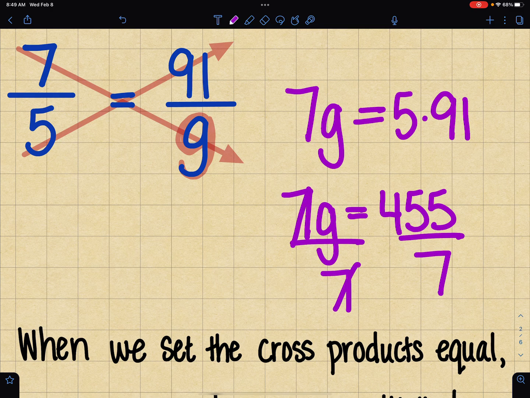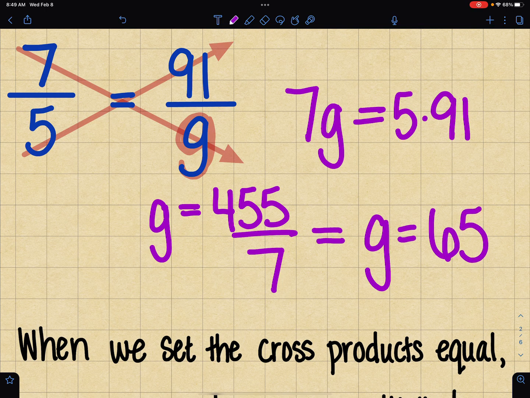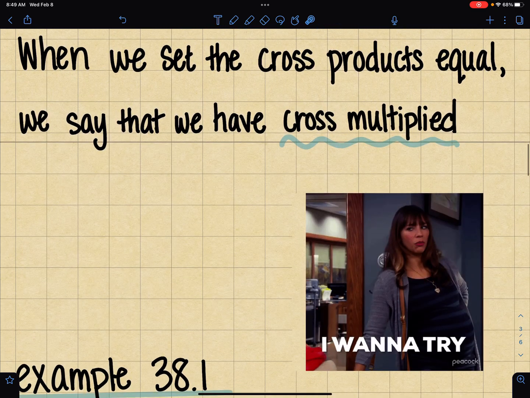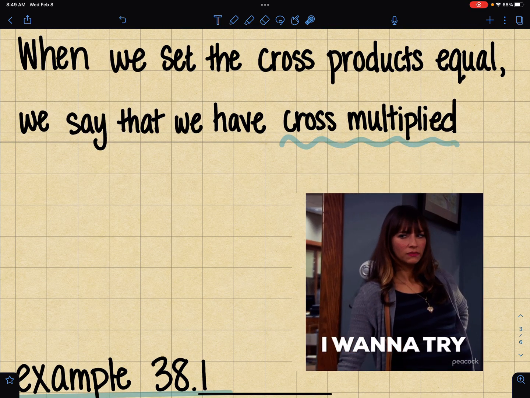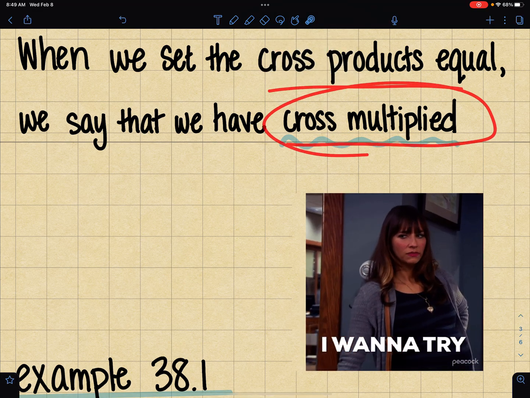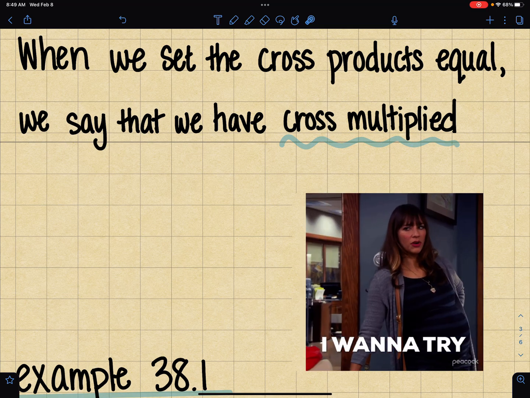These 7s cancel out. And so I'm left with G is equal to 455 divided by 7, which, if you get your calculator out, you're going to see that G is equal to 65. Bam! So we took a proportion like this and solved for G. I love doing this. This is super satisfying and fun. I know you're thinking this. I want to try. When we set the cross products equal to each other, we say that we have cross multiplied. That's just closing that loop of what it's called when we cross multiply.